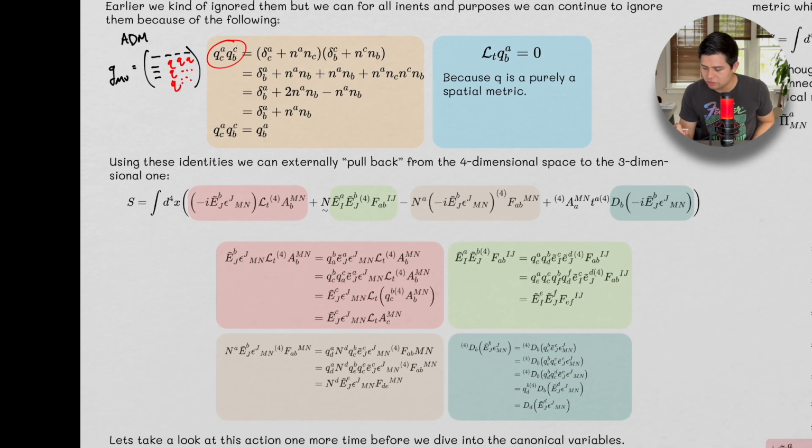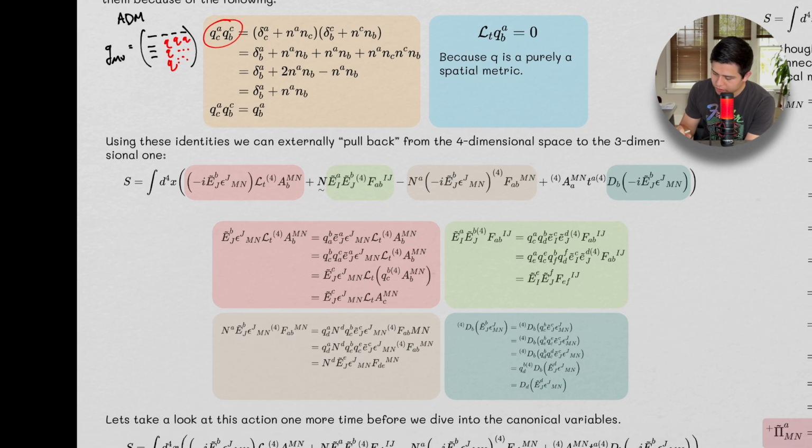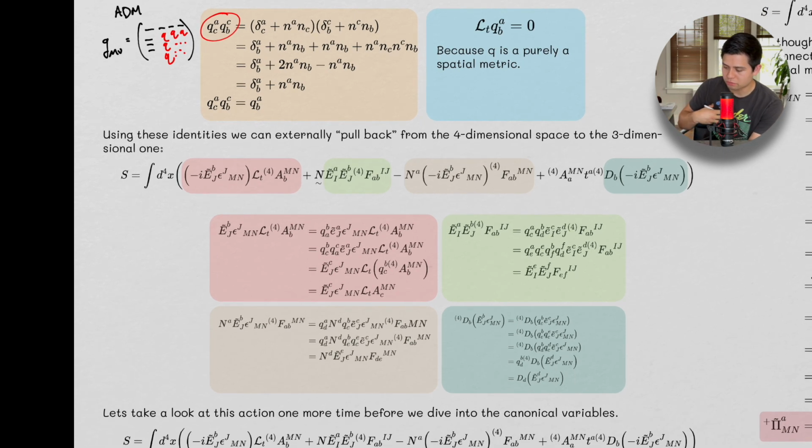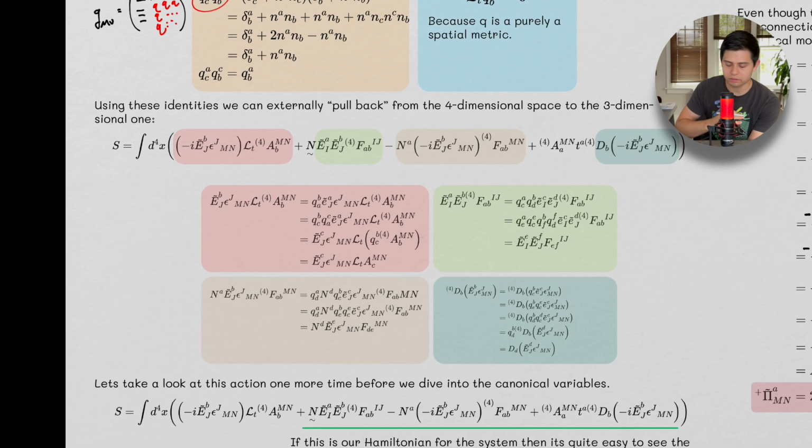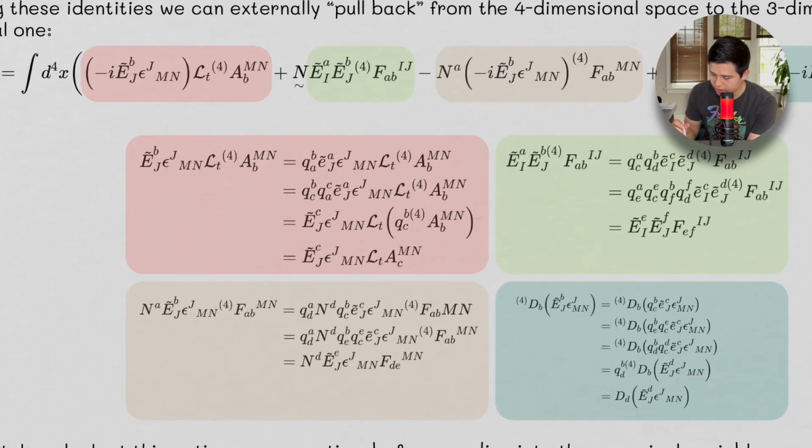So now let's use these two identities to externally pull back from the four-dimensional space to the three-dimensional space. We're pulling back, splitting time and space apart, and so let's go ahead and get to this. This term here, we want to get rid of this 4. So we have this term, and that's equal to this.